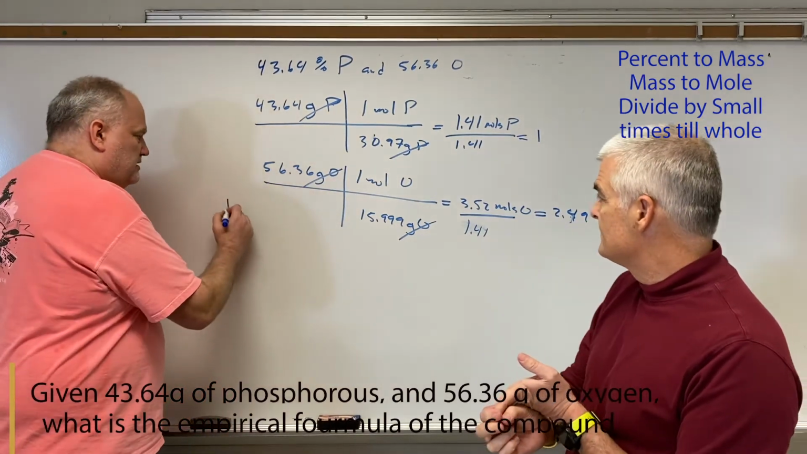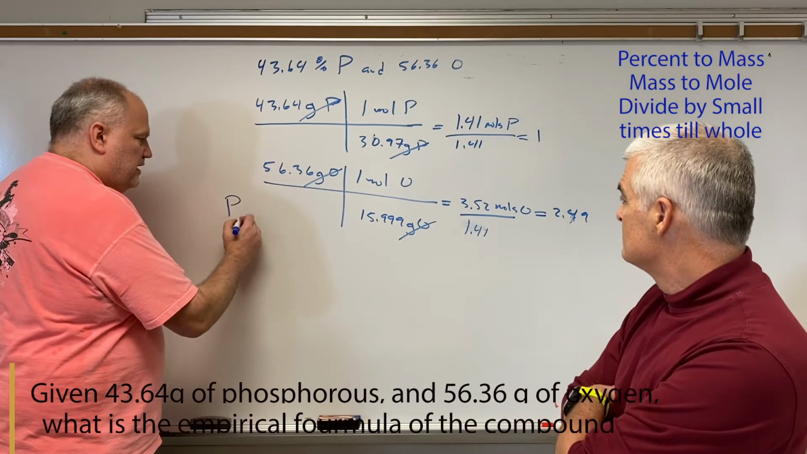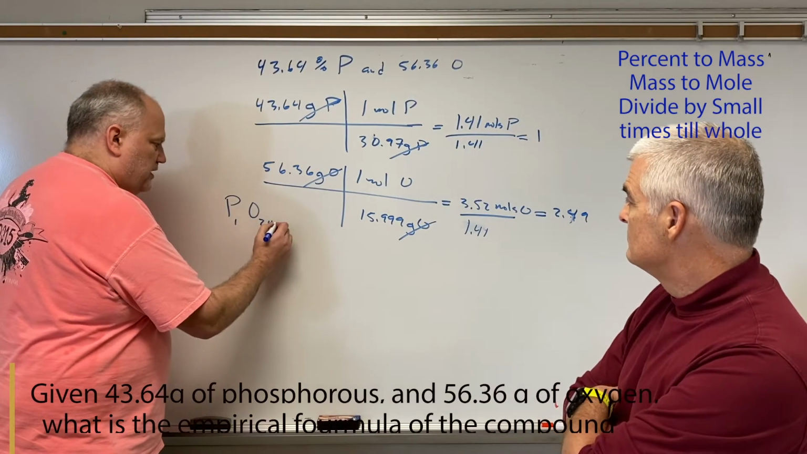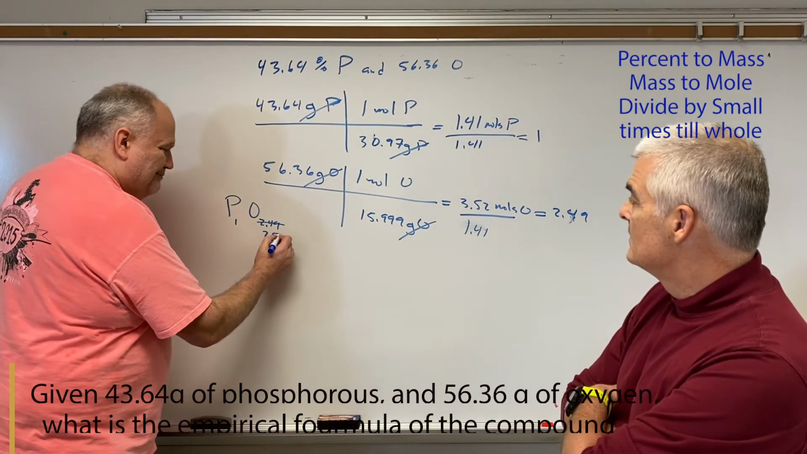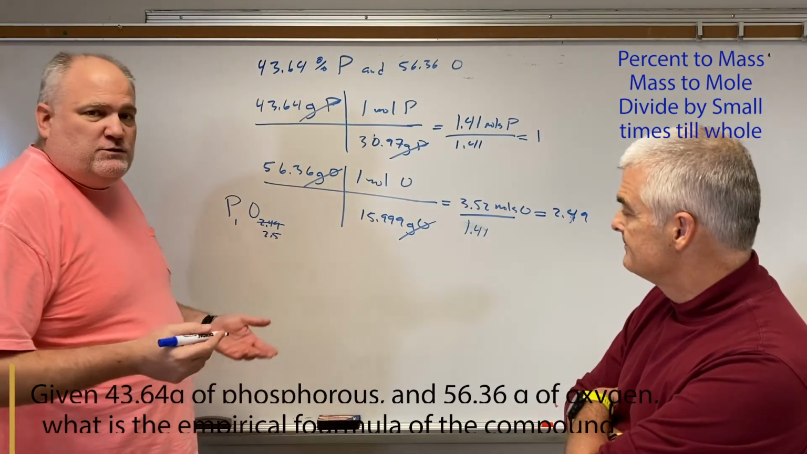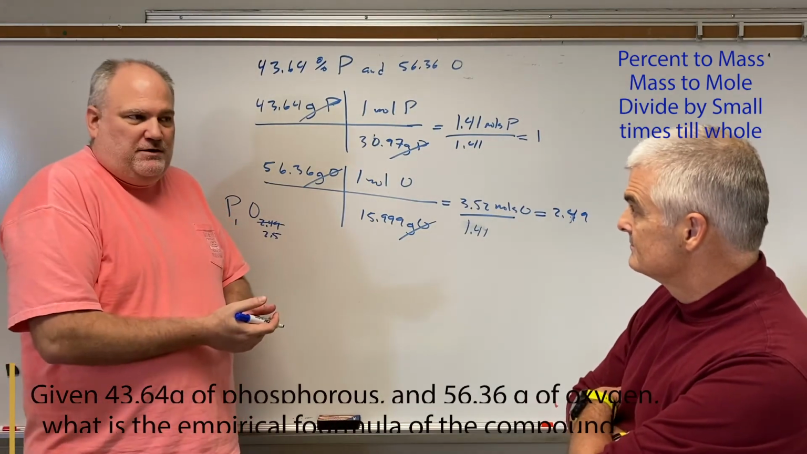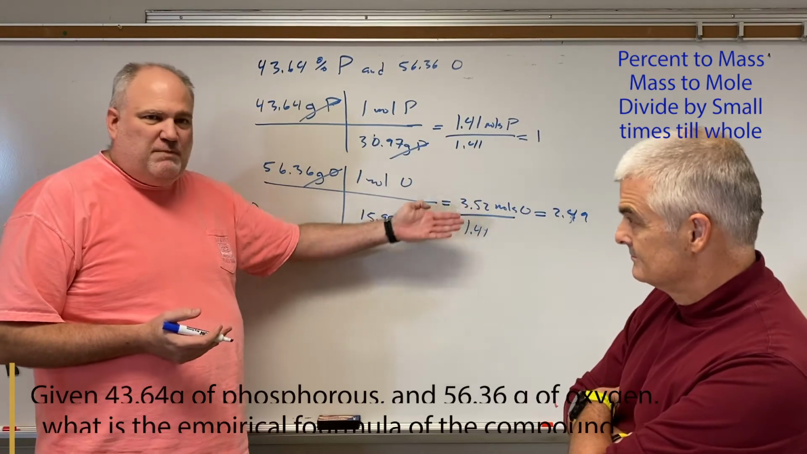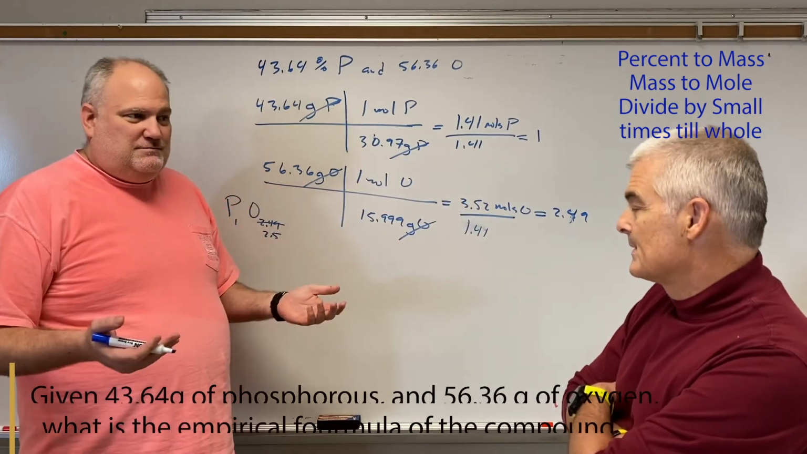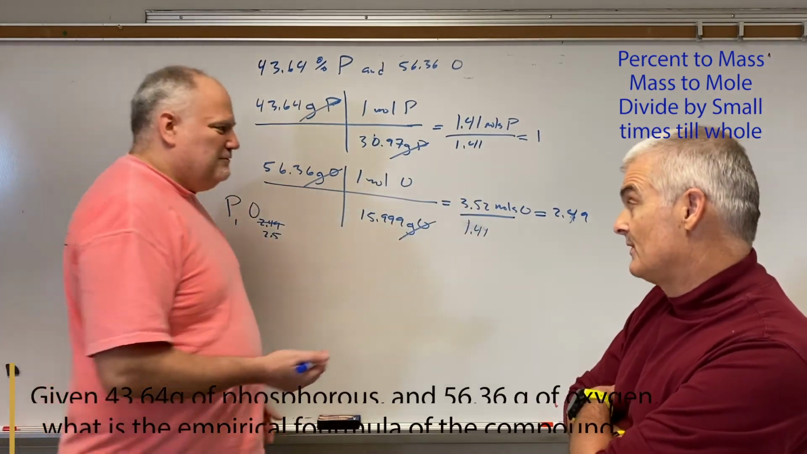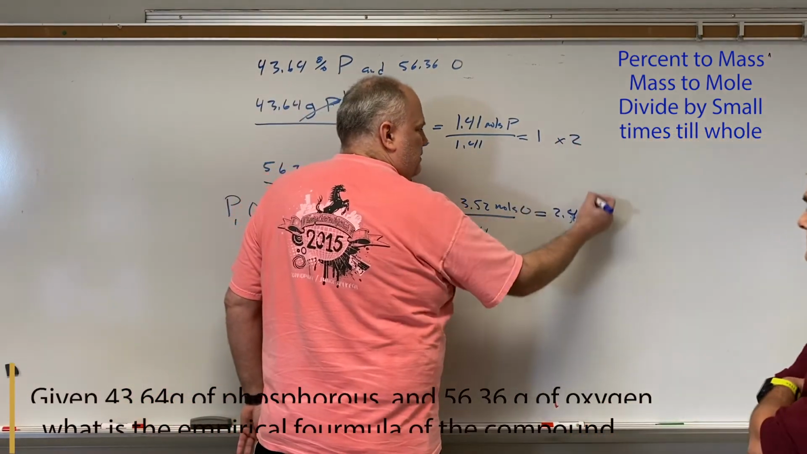So how do we do that? Well, as it is right now, this is what we've written: P1 O2.49, or we can even round it to 2.5. But we can't have that, right? So what we do is we're going to just pick random numbers, the smaller the better, and try and multiply both of these by it to get to a whole number. And obviously if you multiply by 2, 2.5 times 2 is 5. In case you were wondering, we just go times 2.